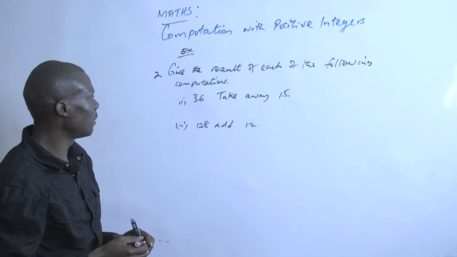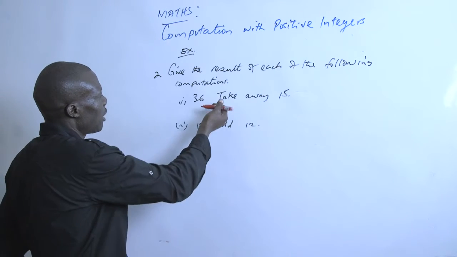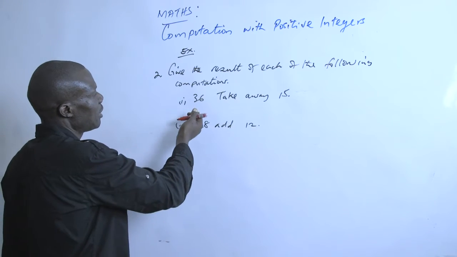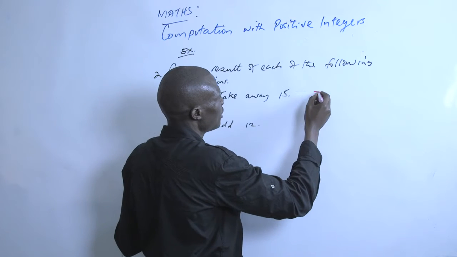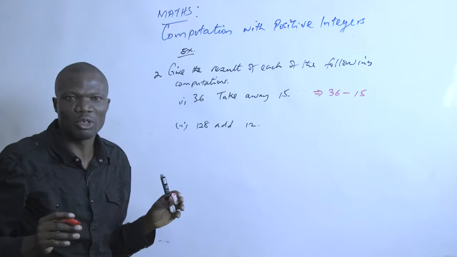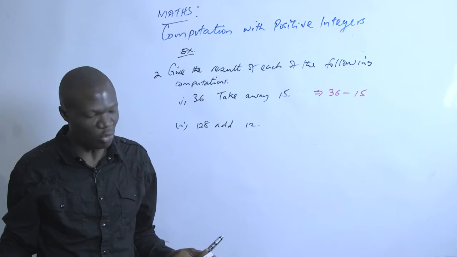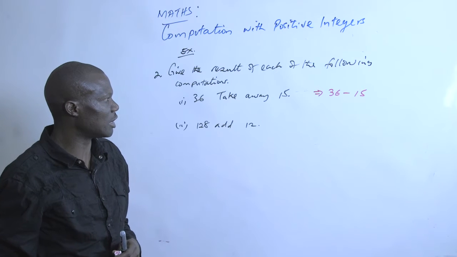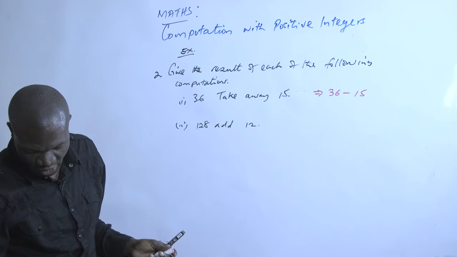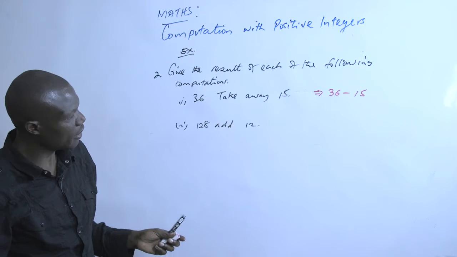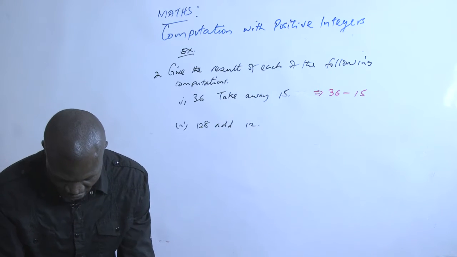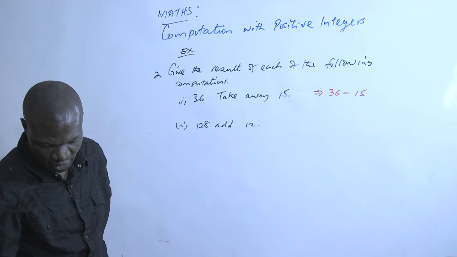We shall start with the first one. Take note, take away is a word that is used to mean subtraction. So when they say 36 take away 15, this is the same as 36 minus 15. And then from there, you start using any method that you're comfortable with to subtract this. You'll find that you can simply use either compensation, you can use partitioning, and so on.